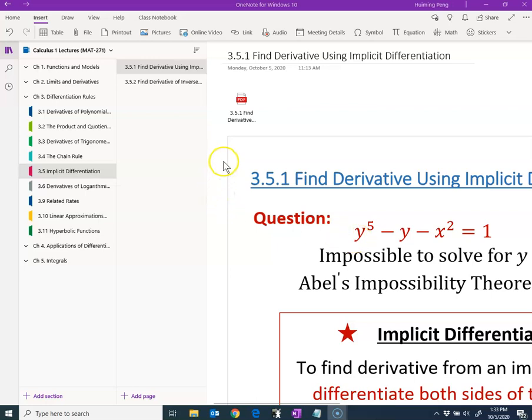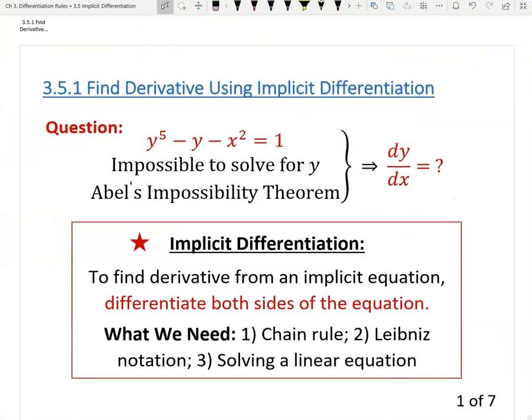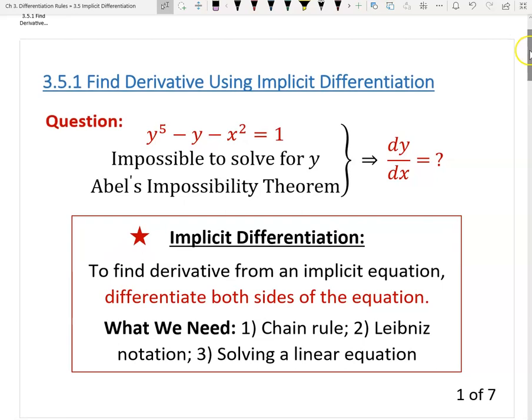In this video, we are going to deal with implicit differentiation, which is an important method to find the derivative from an implicit equation. Let's see the materials. First, I will introduce the method, then I will practice three questions together about how to use the method.